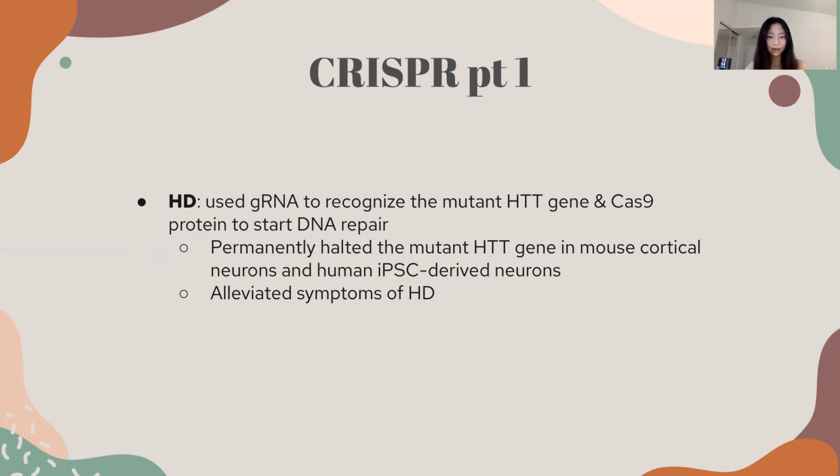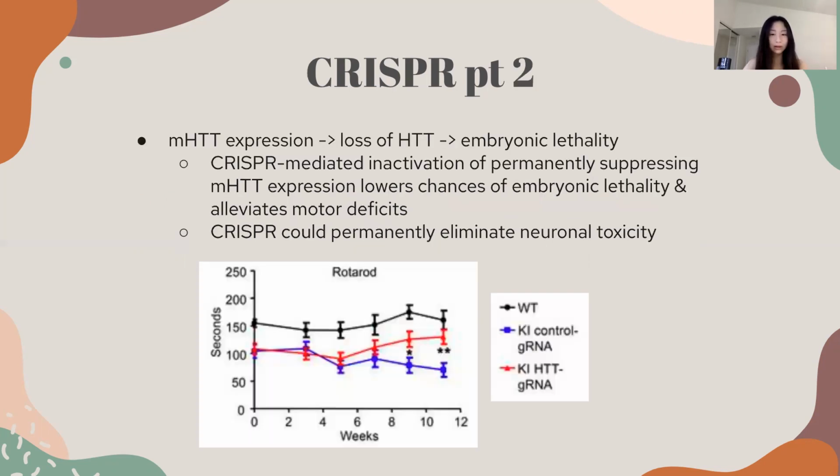During their study, they found that if they permanently halted the mutant HTT gene in mouse cortical neurons or human iPSC-derived neurons, symptoms of HD significantly alleviated. Next. Looking into their data, they realized that mHTT, or mutant Huntington protein expression leads to the loss of HTT, resulting in embryonic lethality. They did this with CRISPR, lowering embryonic lethality and alleviating motor deficits caused by the disorder.